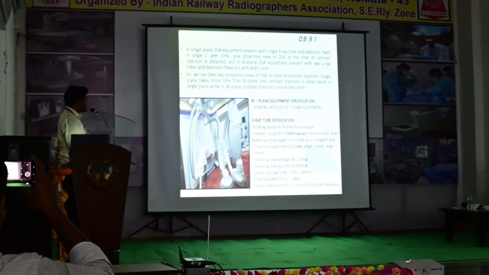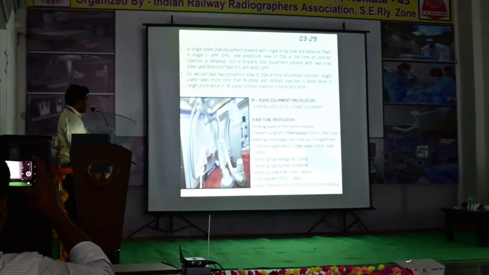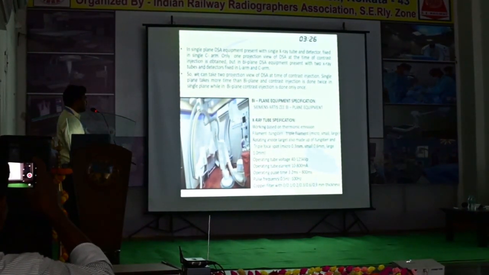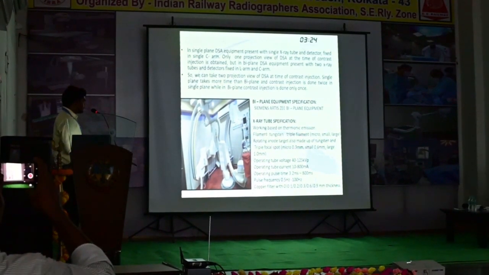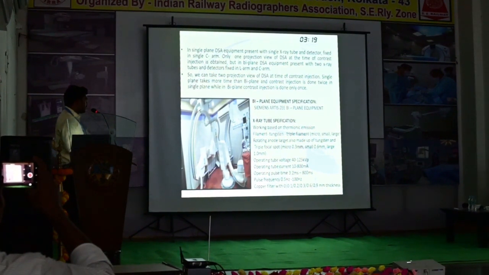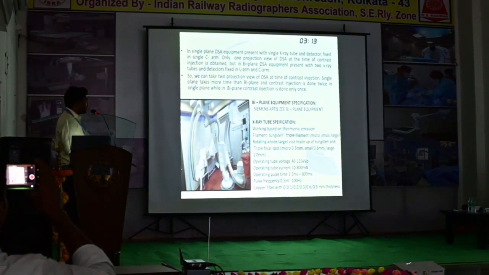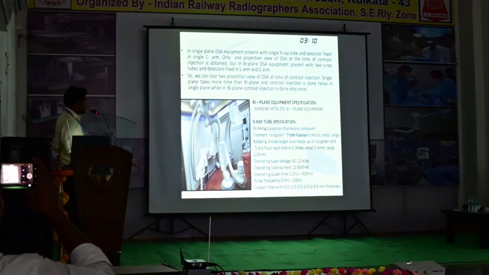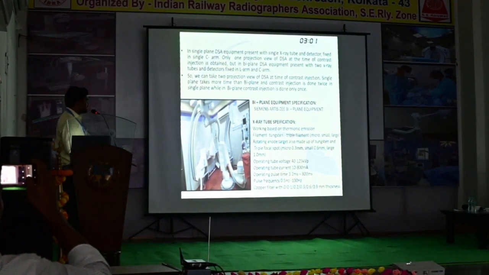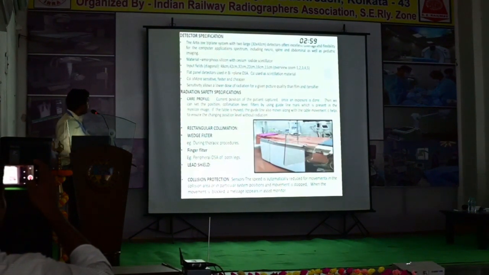It has 3 filaments, micro, small and large, and also a triple focal spot: micro, small and large. Operating tube voltage is 40 kVp to 125 kVp. Operating current is 10 to 800 mA. Pulse time means the time of one pulse, and pulse frequency means the number of pulses per second. It has filters of 0.1 mm, 0.2, 0.3, 0.6 and 0.9 mm thickness.